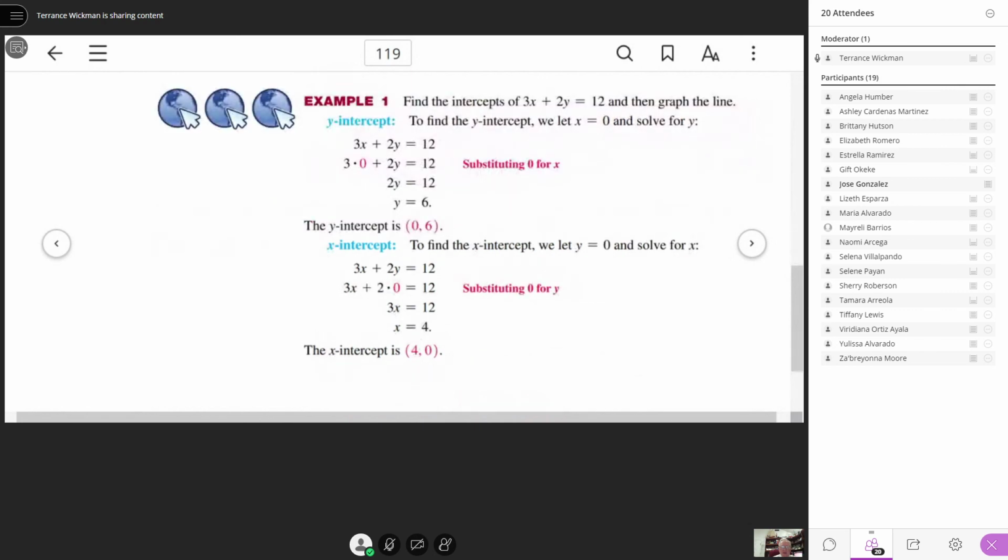To find the x-intercept, you make your y 0. And that means 3 times something has to equal 12, so that's 4. It gives you (4, 0). Again, your intercept is defined by where the zero is. The ordered pairs are always (x, y). If you make the x 0, you get the y-intercept. If you make the y 0, you get the x-intercept.